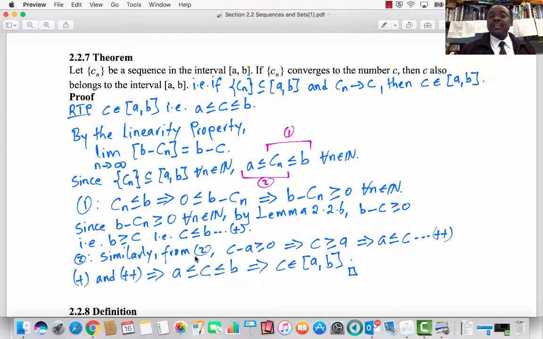So similarly, from this inequality 2, we can say that c minus a is greater than or equal to 0, or a is less than or equal to c. And 1 and 2 would lead us to both inequalities, and we can conclude that a is less than or equal to c, less than or equal to b, or that c is an element of the closed interval AB, and we're done. I would leave you to write out the details of this second case. Just do it exactly as we did the first case, Cn less than or equal to b.